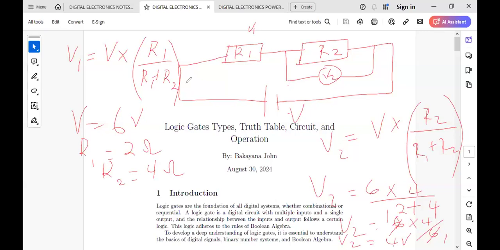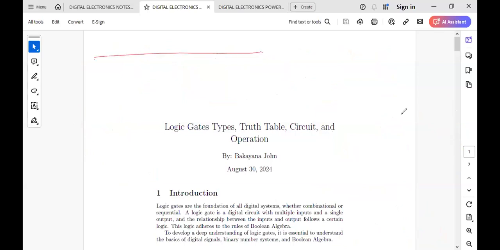So that is the potential divider. Its simple application is that it always gives the fraction of the voltage in any series arrangement. How is it applied in daily life? When we are tuning volume, every time you tune or increase the volume, you are adjusting the voltage. You're adjusting the what? The voltage. Sometimes we simply have it as this.